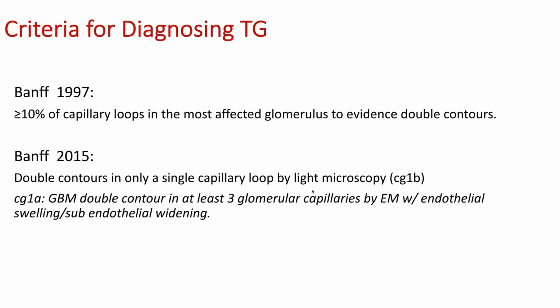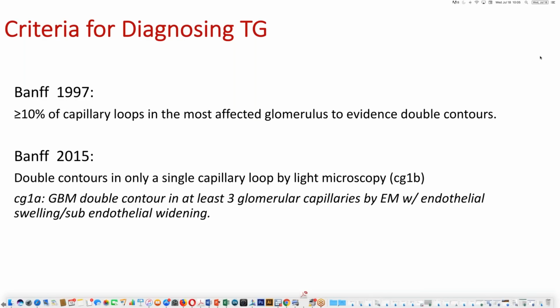Now let's talk about criteria for diagnosing transplant glomerulopathy. Initially in Banff 1997, the definition was that more than 10% of capillary loops in the most affected glomerulus should have evidence of double contouring. Subsequently, in the most recent Banff, in Banff 2015, this was changed to double contours in only a single capillary loop by light microscopy. Now that's enough to make a diagnosis of transplant glomerulopathy. As you will see here, this light microscopic finding gets the grade of cg1b. C is the chronic score and g is the glomerulopathy.